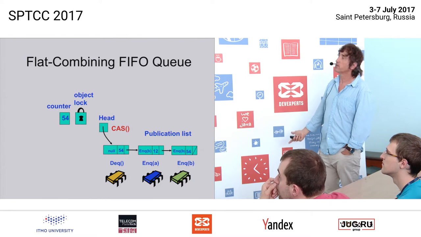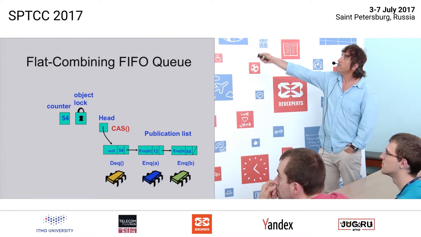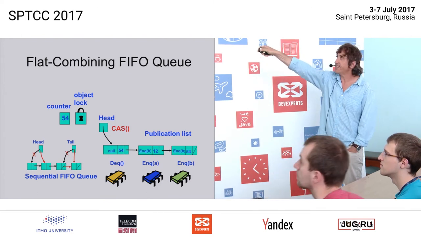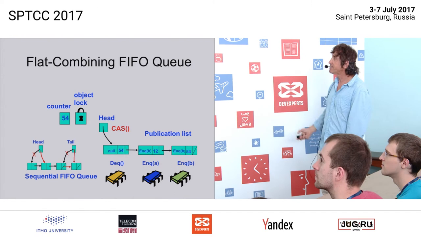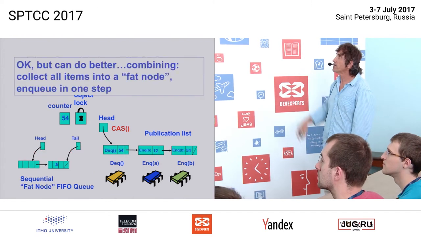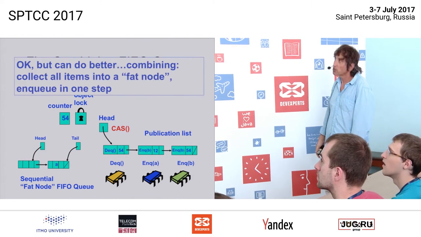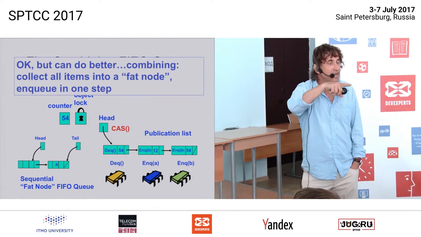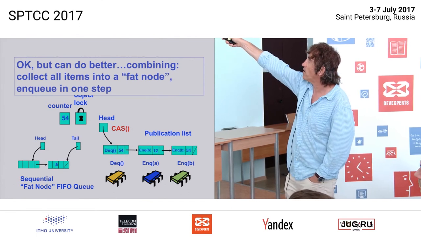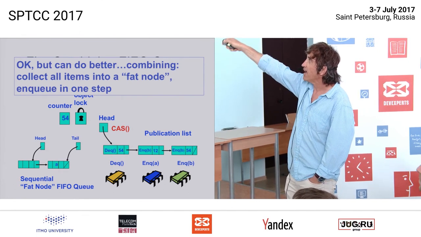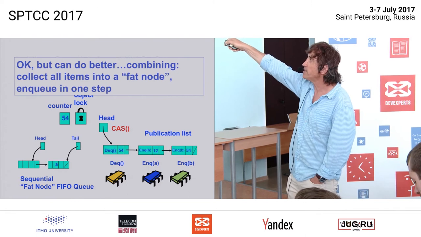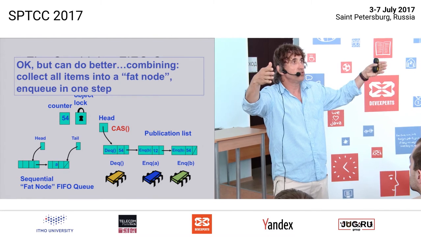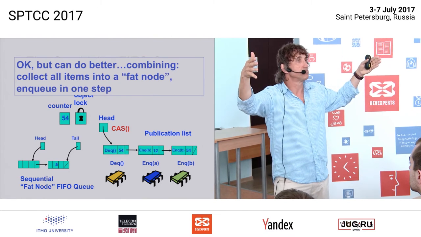Here's how I would do that with flat combining. So I have my flat combining mechanism. I take the sequential queue, and I stick it in here, okay? And now I run this with flat combining, okay? Great, that's good. But here, I can do more than that. When I have this one guy doing all the operations, if I wanted to do really fat nodes, let's say I wanted to do a node in the queue that was the width of a cache line, okay?